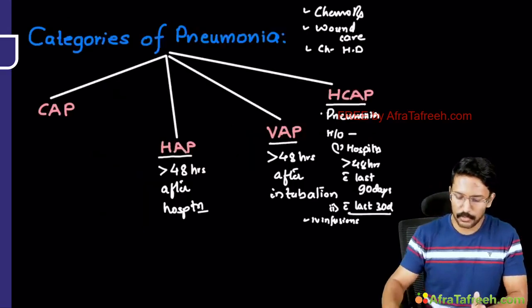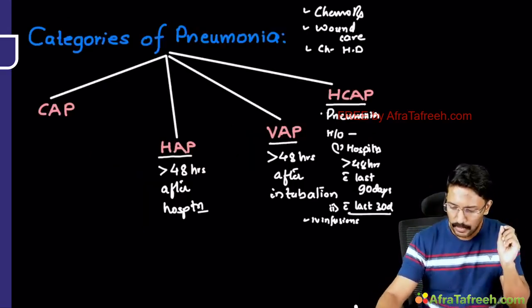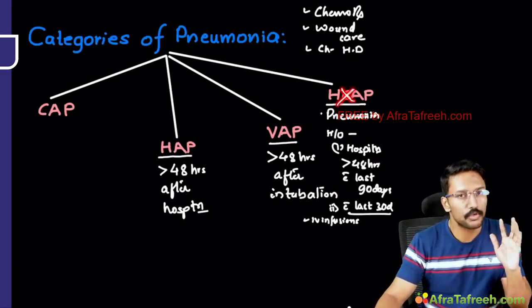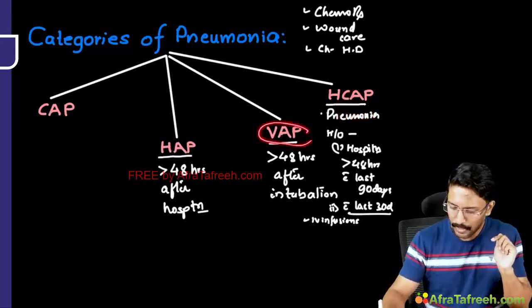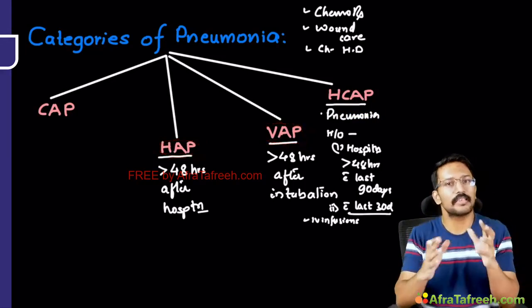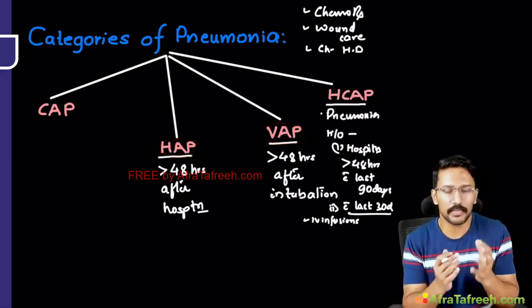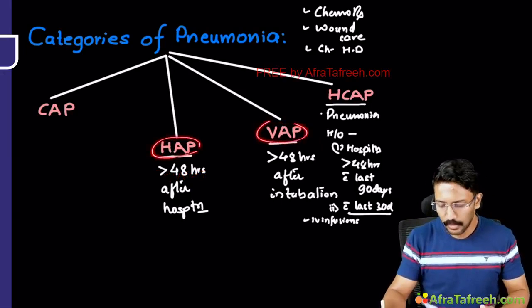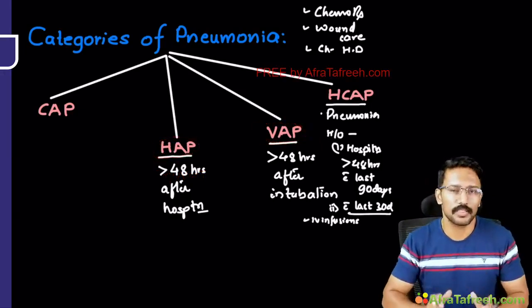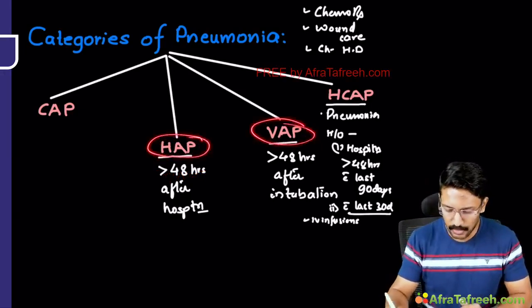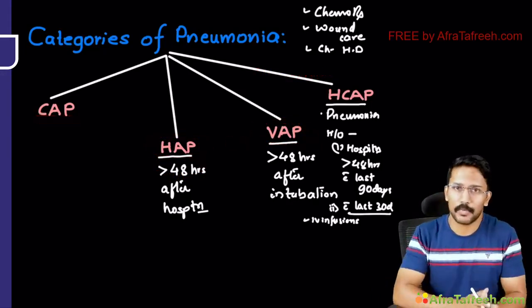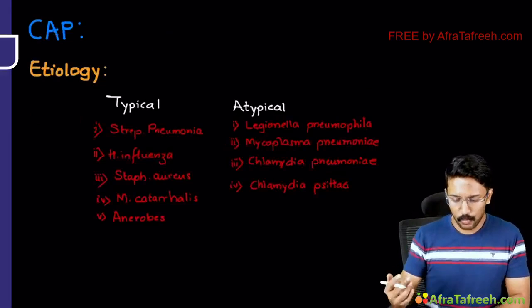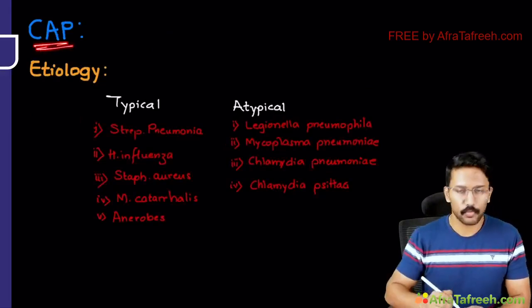Okay, now let me also tell you some important points. Healthcare associated pneumonia, we really don't need to bother too much about it because Harrison says get rid of it. Now, HAP and VAP can be studied as a single entity because the bacteria which are responsible for HAP and VAP are kind of similar. So it's the similar bacterial profile that we will see in patients with HAP and VAP. That is why we will be studying it as a single entity and CAP as a separate entity. Now overall CAP is more common, so we will start with community acquired pneumonia.